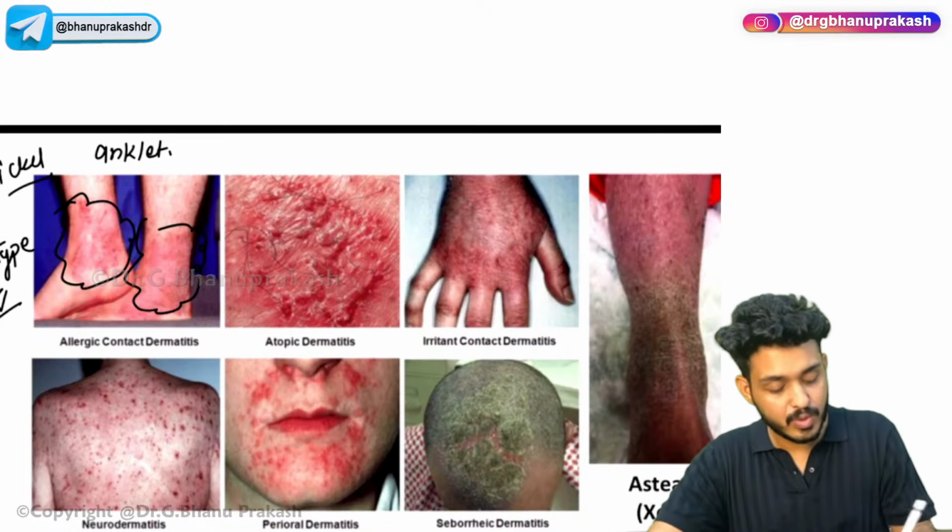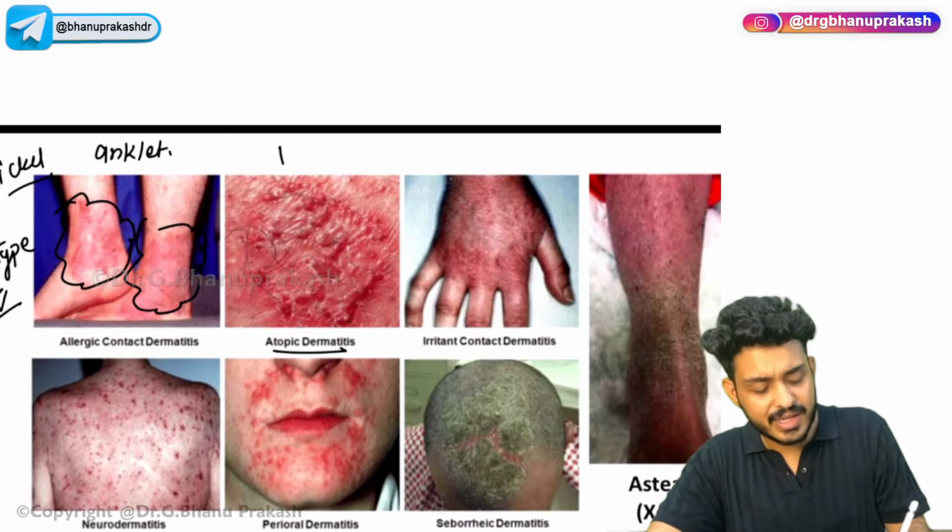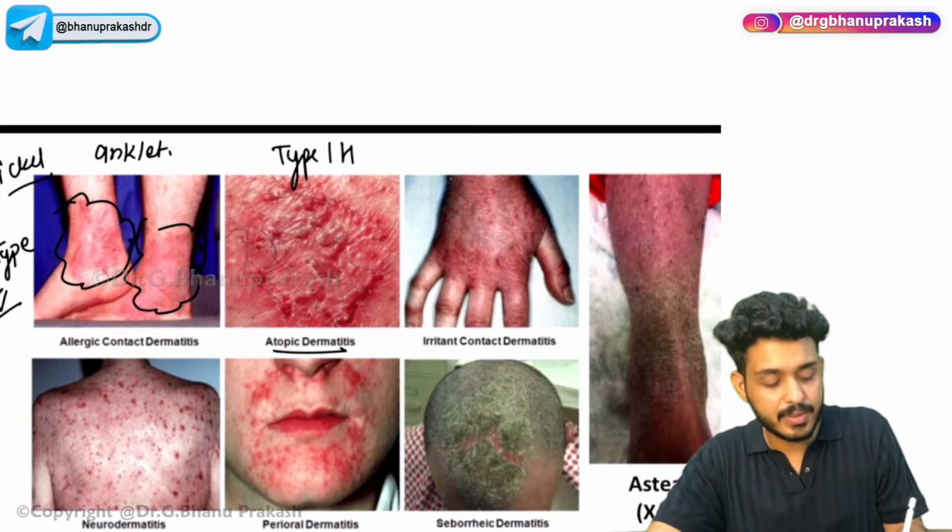But just remember one more thing, atopic dermatitis is always a type 1 hypersensitivity.